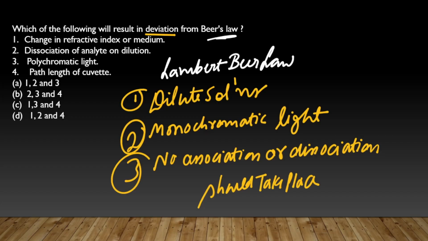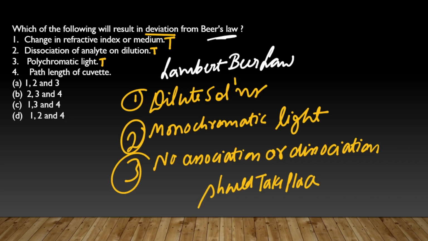First is change in the refractive index of the medium. It's true, with the change in the refractive index of the medium, the deviation will be seen in Beer's law. Next is dissociation of the analyte on dilution. This again will result in the deviation. A polychromatic beam of light, if we are using, again it is going to cause the deviation because monochromatic light we have to use.